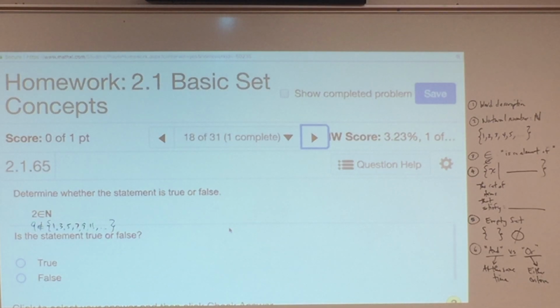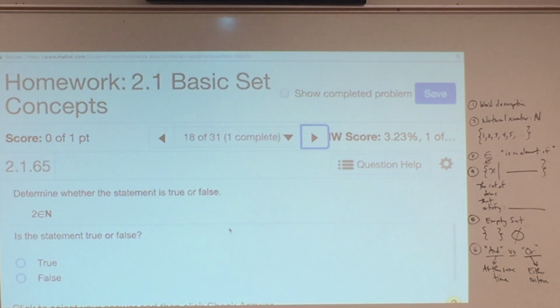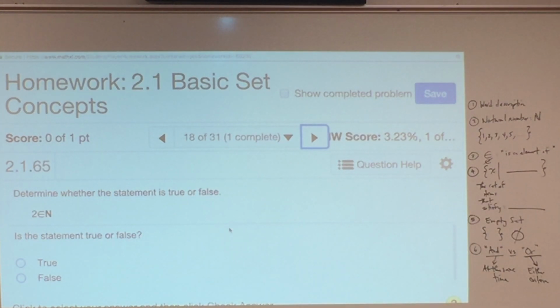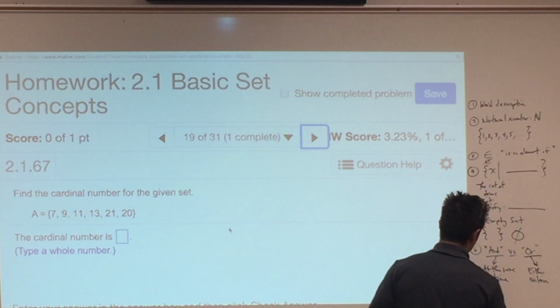Let's look at 18. It's not a hard question, but if you have not ingrained the concept of natural numbers, then you will get this wrong. What is this simple statement saying? Claiming 2 is an element of the natural numbers. Is that true? Yes, 2 is an element of the natural numbers, because you know that natural numbers are 1, 2, 3, 4 to infinity. 2 is an element of the naturals. Good? Got it? Okay. Okay, next topic, cardinal number.